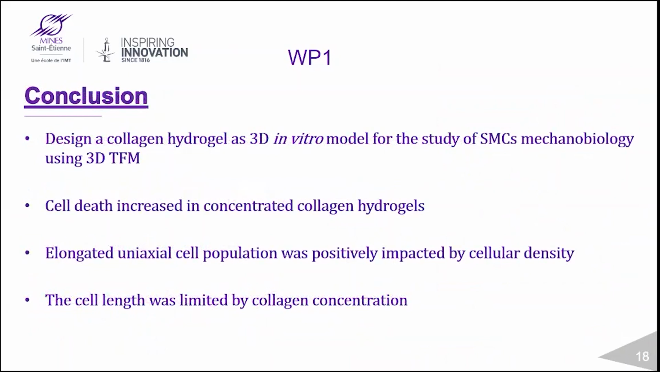So to conclude, this first part of the project allowed us to have an ideal matrix for further testing of smooth muscle cells. With this hydrogel, we're going to maximize the quantity of contractile cells. We observed that cell death increases with the concentration of collagen. And basically, we also observed that the cell length was limited by collagen concentration, although we don't know if it's because of the mechanical properties of this gel or the pore size, for instance.